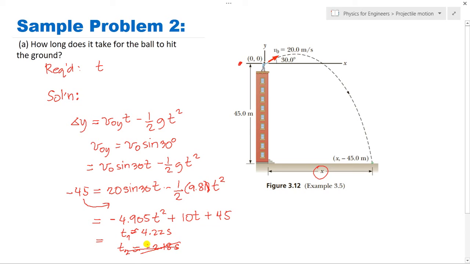Therefore, our time of flight is approximately equal to 4.22 seconds. That's it for solving our time of flight, or the time it takes for the ball to hit the ground. This is from the initial position to the impact, or when it hits the ground.